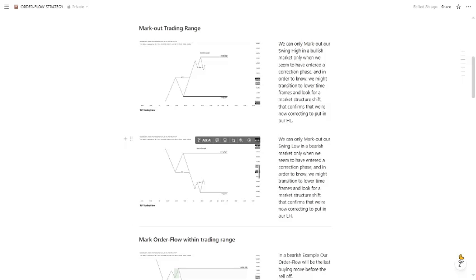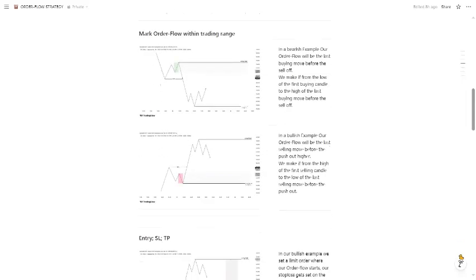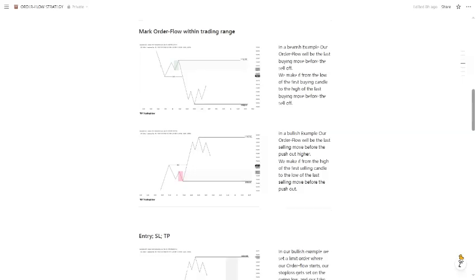Same thing here, it's in the box. So first, determine your trend direction. Second, mark out your trading range, and the third would be to mark order flow within the trading range. This is where we get into it.